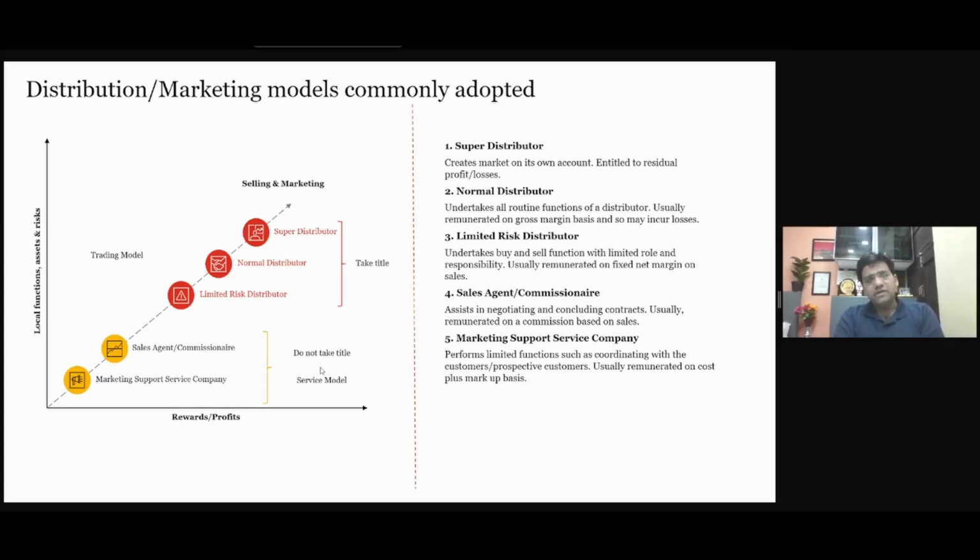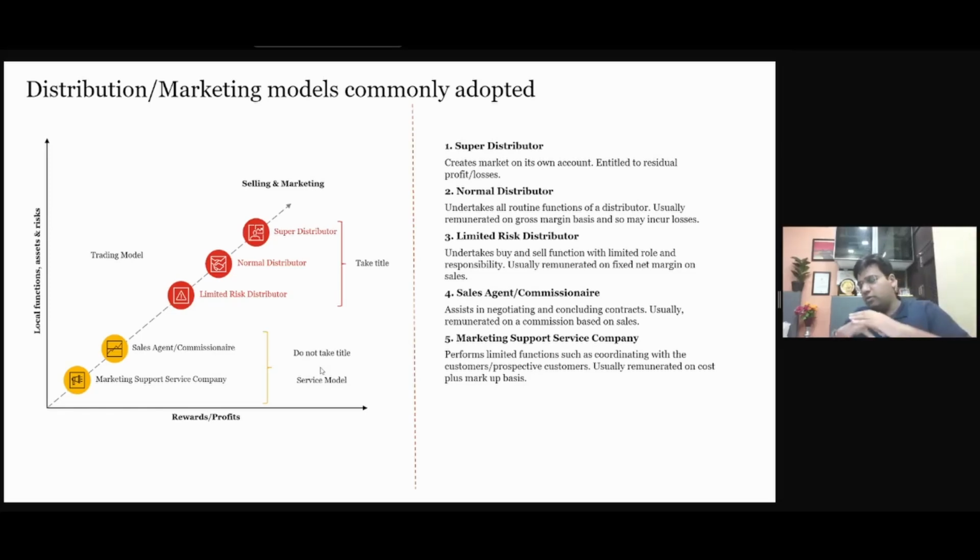Like we discussed, a super distributor is one who is creating markets on its own account. Whereas under the normal distributor, they are remunerated on gross margin only. They get a lot of assistance from their foreign AEs. Then as we move down, the limited risk distributor does not undertake that much decision making or that much risk. They are just asked to act based on what their foreign counterparts ask. So this is how it runs.